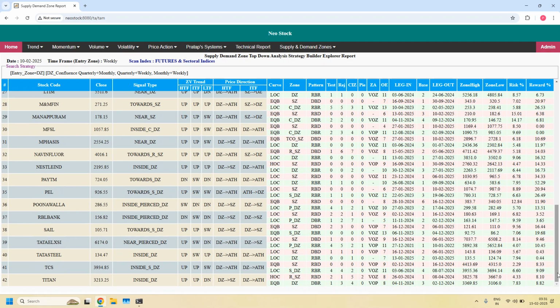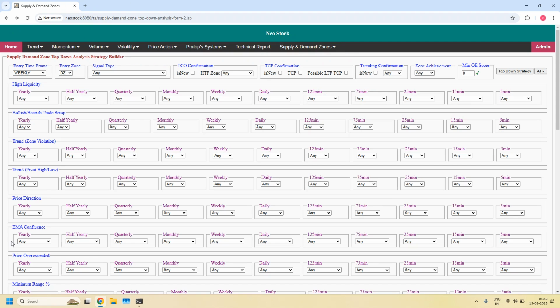You may ask a question, can we further filter this list? Yes. How? Here the logic is simple. Weekly is inside monthly, both together inside quarterly. That means quarterly is the higher time frame. If the quarterly zone is having quarterly EMA confluence, then these weekly zones are even higher priority zones. Let us identify. So I am going back to the EMA confluence at the quarterly time frame. I am selecting the filter: quarterly demand zone is having quarterly EMA confluence or not.